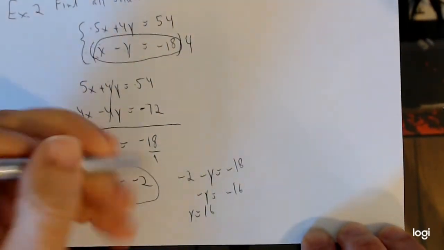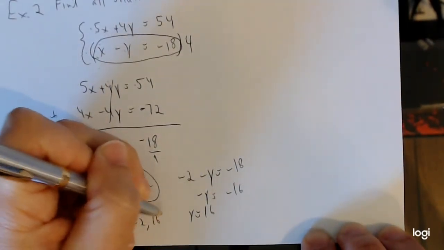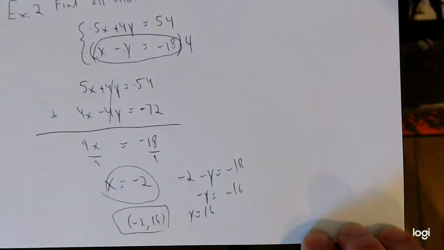So my solution here is what? Negative 2 comma 16. So once again, we had a single solution. Okay, so we're almost done.